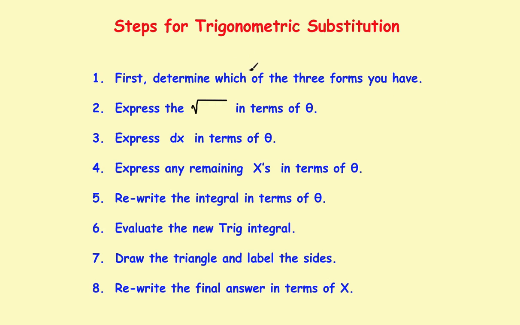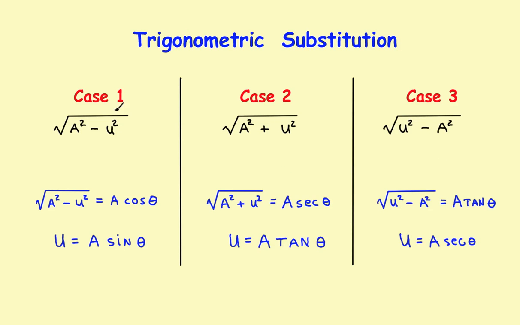So the first one says this: determine which of the 3 forms that you have. Now just a reminder, what the 3 forms look like would be this. You've either got the square root of a squared minus u squared or x squared, you could have the square root of a squared plus an x squared, or you could have the square root of an x squared minus an a squared. And it's got to be one of those 3 cases. So let's take a quick look at our problem.